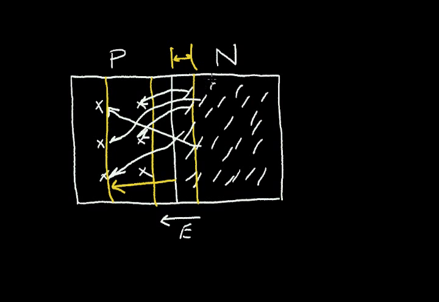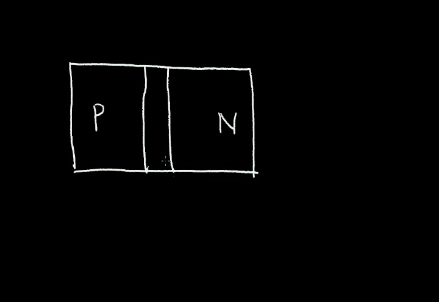So let me erase this. Let's redraw this P-N junction region. On this side I have a P material. On this side I have an N material. And at the interface between the P and N region, I have a region called the depletion region that is devoid of carriers. So this is the depletion region. You can think of this depletion region as being an insulator.